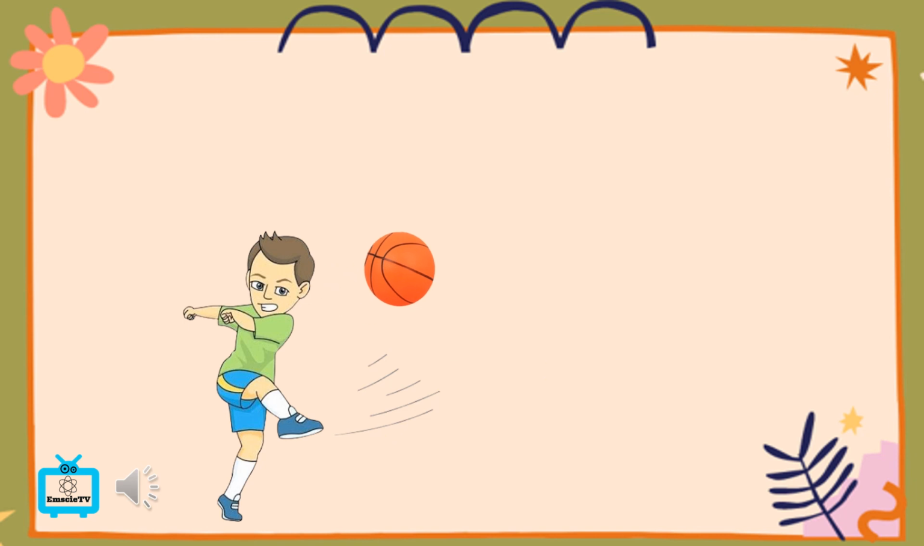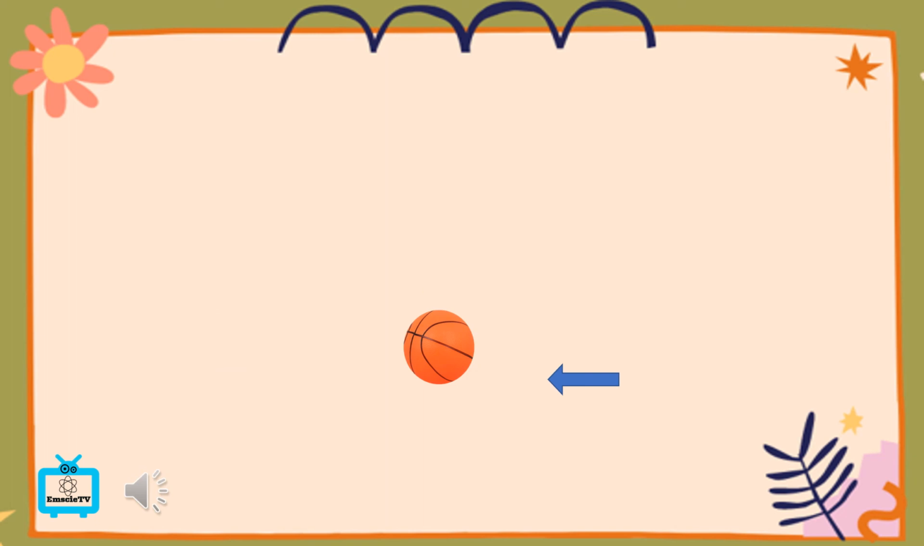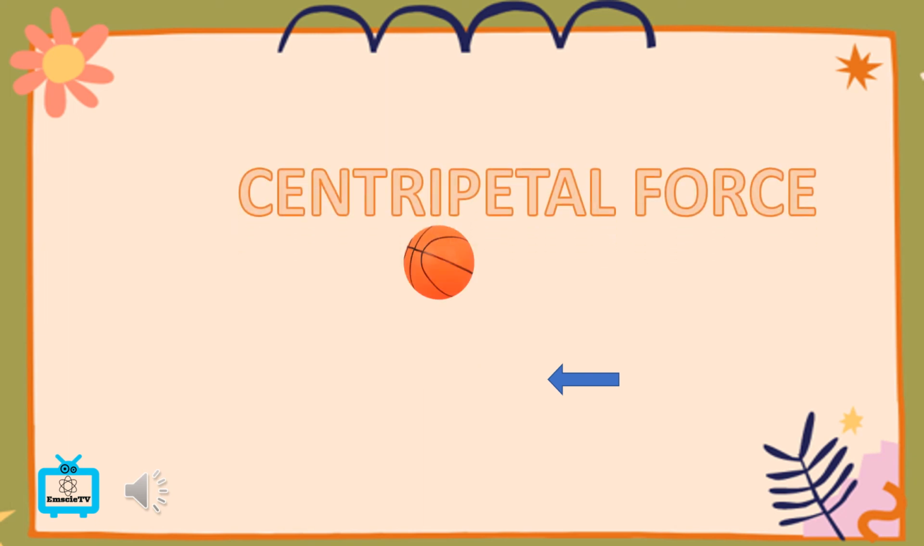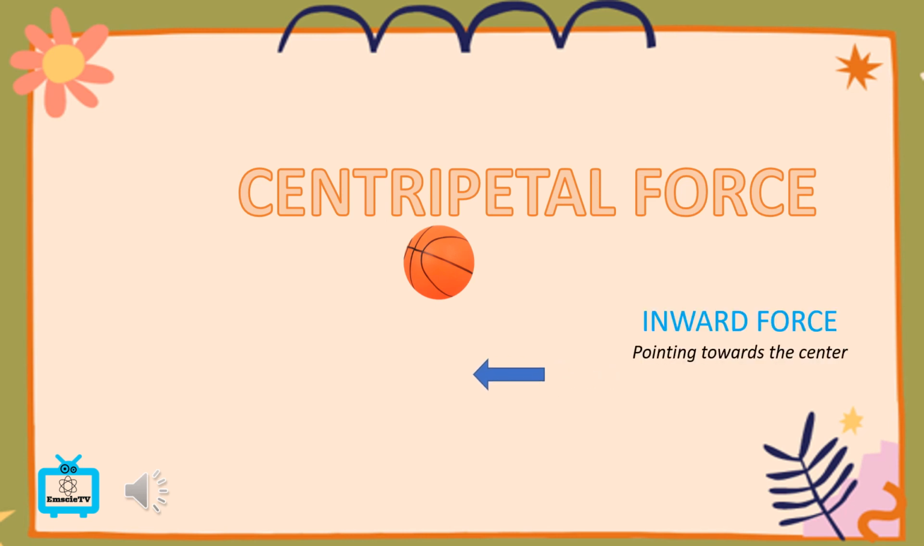Hence, for an object to move in a horizontal circle, you have to pull the object inward towards the center of the circular path. So the force comes from the string that pulls the object towards the center of its circular path. This inward force pointing towards the center is called centripetal force. This force is needed for an object to move in uniform circular motion.